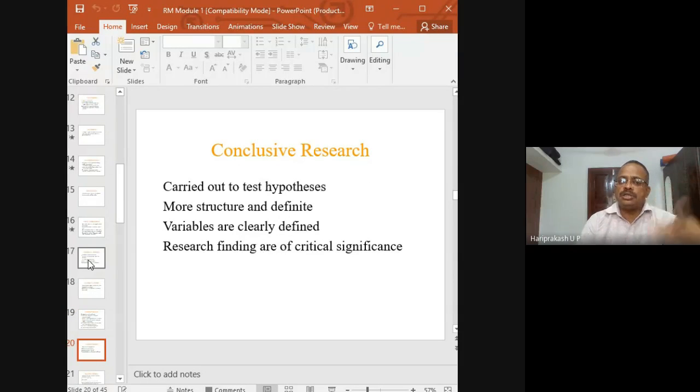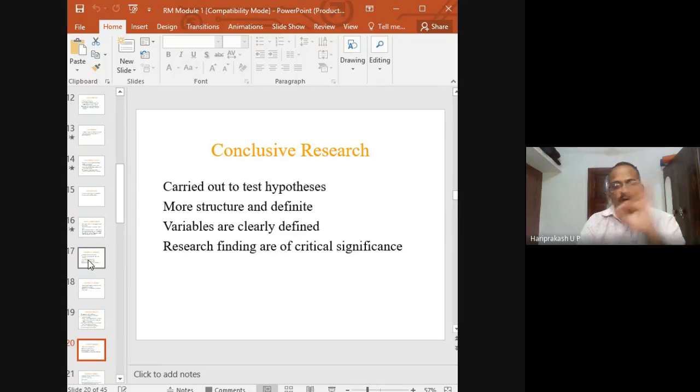Conclusive research and exploratory research are the two different types of research. Conclusive research is done to test the hypothesis. It is more structured and definite. There are certain steps involved, and what should be done after each step is definite. It is clear. Variables are clearly identified; you know the variables in the study. When you are doing that, that is conclusive.